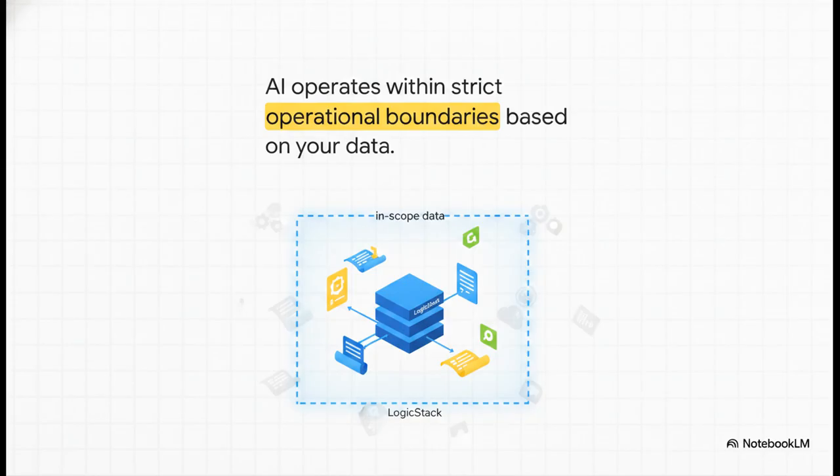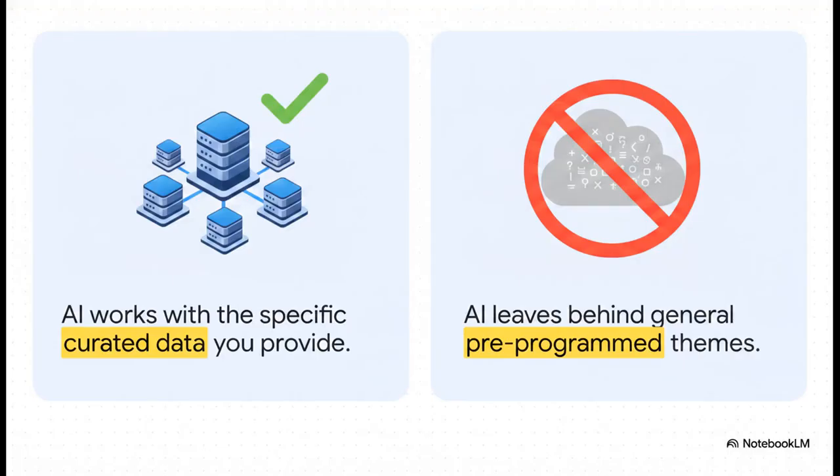It knows exactly what it's allowed to use to build your project, and more importantly, it knows exactly what it is supposed to ignore. This brings us to a crucial distinction: curated data versus pre-programmed themes. When you use LogicStacks, the AI can and must work with the precise, curated data you provide. That's your source stack. What it cannot and should not rely upon are its generic, pre-programmed themes. It basically leaves behind its vast general assumptions and narrows its entire worldview down to the specific, curated information you just handed it. It totally ignores the generic to focus entirely on the specific.